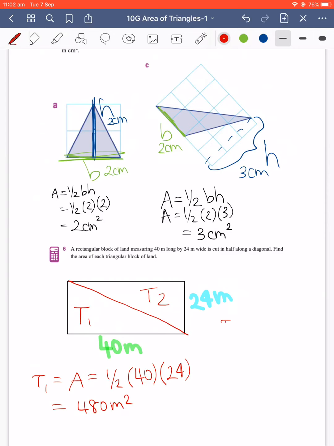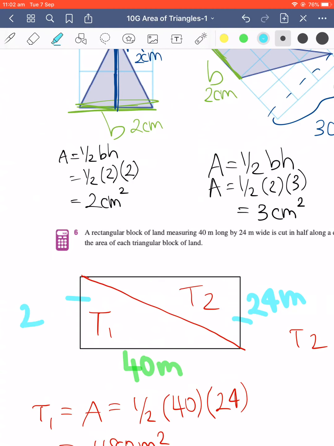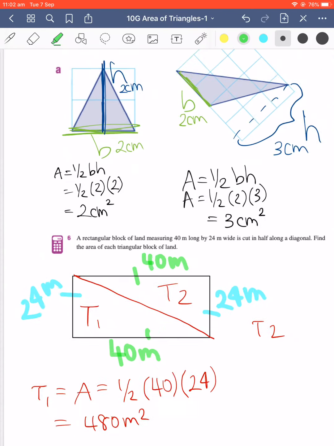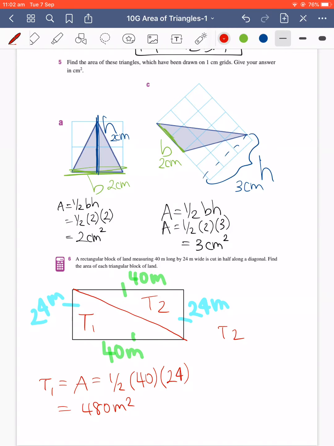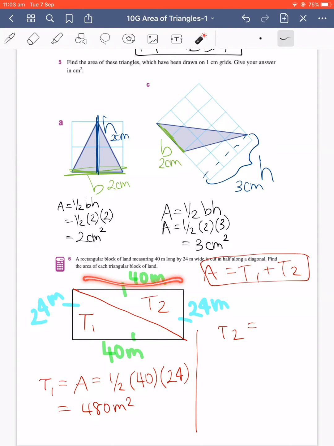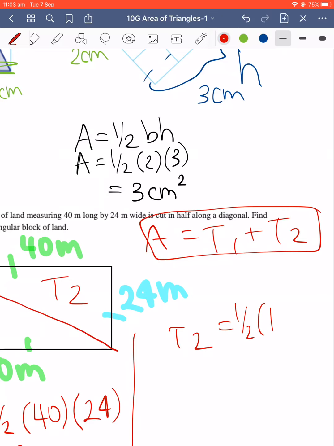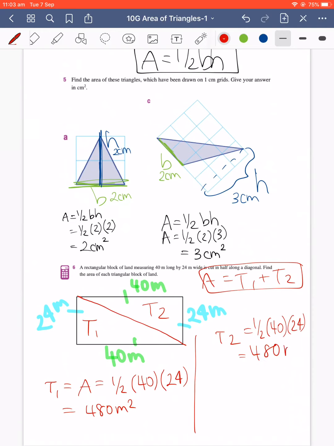Now let's do the same for our second one. Remember, the only thing that I haven't added to this is the fact that this side is the same as this side, so I'm going to make my life easier and just write it in now. And this side is the same as this side, so this will also be 40 meters. That's from what we know about the perimeter, a fact that we know about rectangles in particular. My total area is going to be my triangle 1 plus my triangle 2, because that's what we're aiming to do. For my second one, I have my base of 40 and my height of 24. Again, let's substitute it in: half multiplied by 40 multiplied by 24 gives me the exact same answer as my first triangle, which is 480 meters squared.